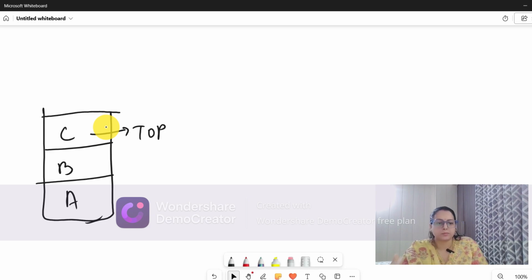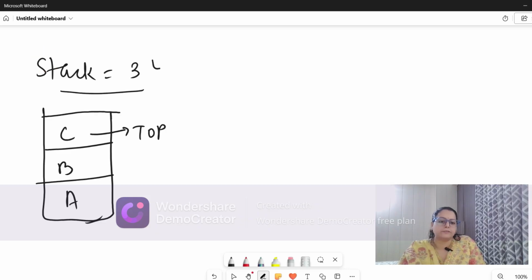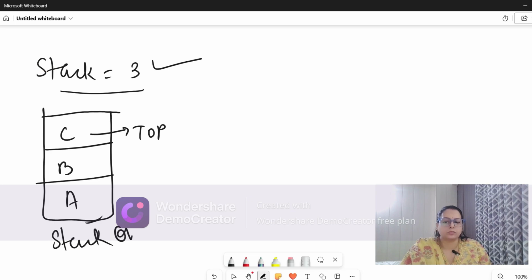Now someone wants to insert over here. Is this possible? No, this stack size was only 3 and all three are filled already. No more insertion can be done without deletion. If you delete an element, only then can the next element be inserted. Otherwise, there is no option to insert any element if it is full. So this situation is called stack overflow.